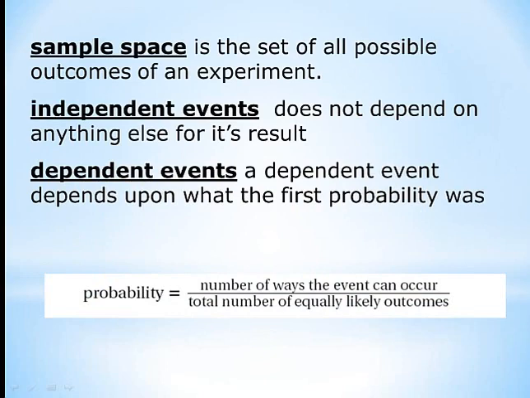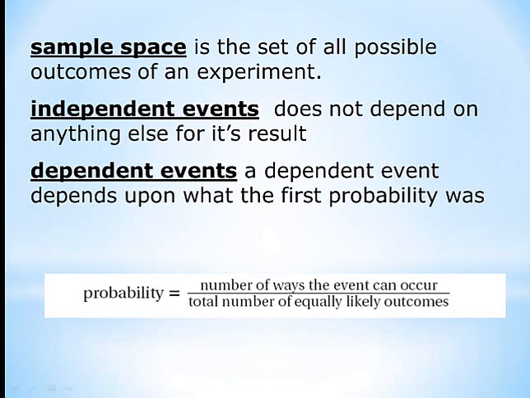Here's a couple of definitions you need to write down. A sample space is a set of all possible outcomes of an experiment. That is like if you have a coin, what are the possible outcomes? Heads and tails. If you have a dice, what are the possible outcomes? 1, 2, 3, 4, 5, 6. That's a sample space. It becomes complicated when you have two things together.